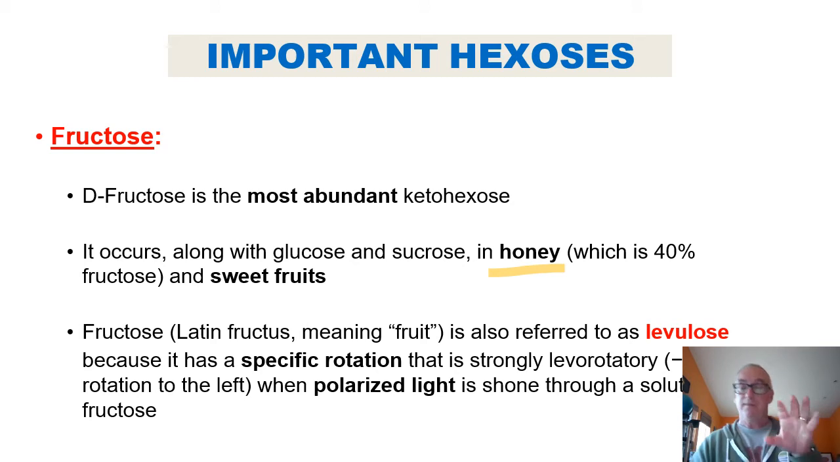But you remember when I was talking earlier about why originally we called these things D and L and R and S. How did they get these conventional names? It's because when you shoot polarized light through a solution of these, depending on what orientation the molecule is in, it bends the light to a specific amount, depending on whether it's D or L. Fructose is referred to as levulose because it rotates polarized light strongly to the left. So that's where originally D and L came from, and that's how it got that particular name.